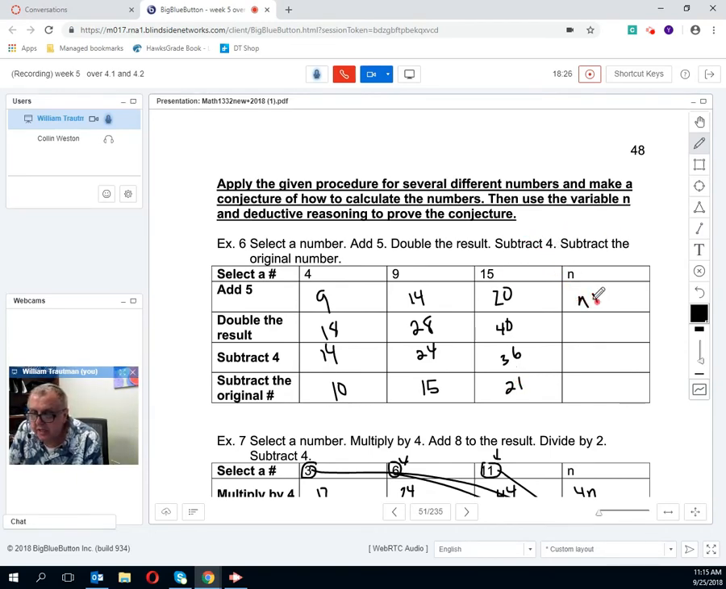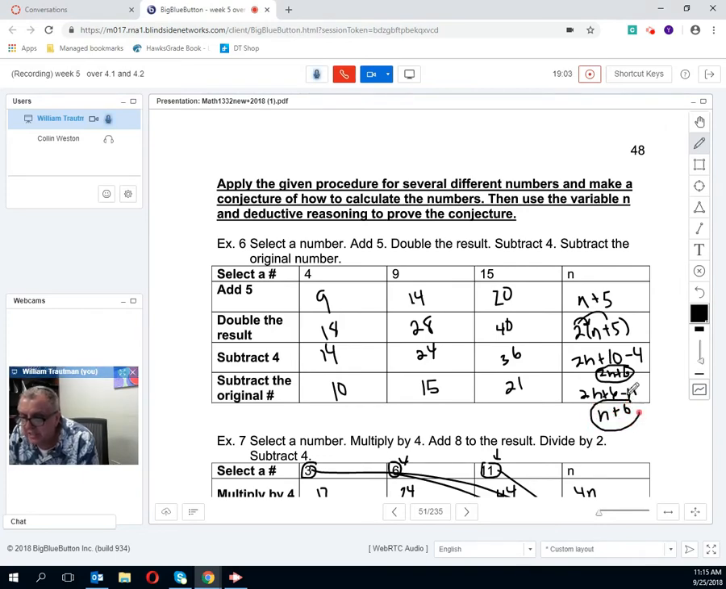Now n, add 5. Double it: 2 times (n plus 5). Subtract 4. So you can distribute this, and you get 2n plus 10. Now I'm going to subtract 4, and I get 2n plus 6, since 10 minus 4 is 6. Subtract the original number, which is n. So 2n plus 6 minus n. 2n minus n is just 1n. So n plus 6. Let's see if that worked.